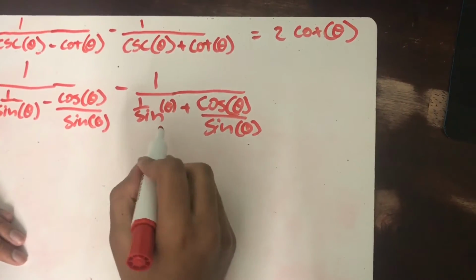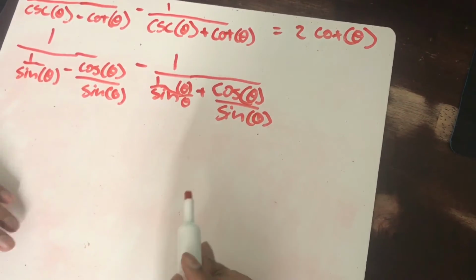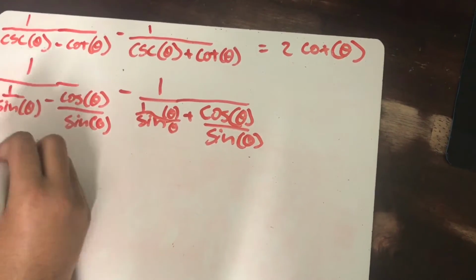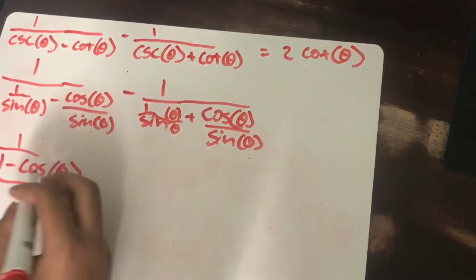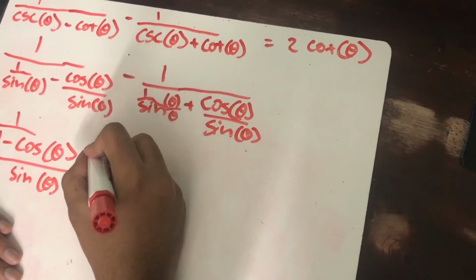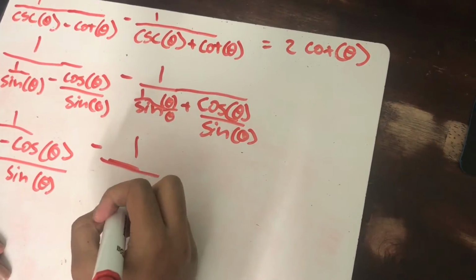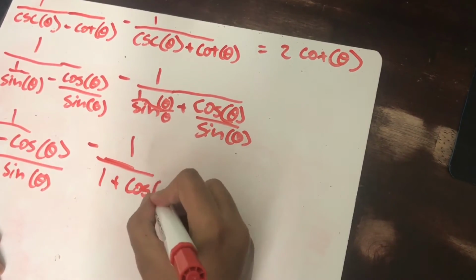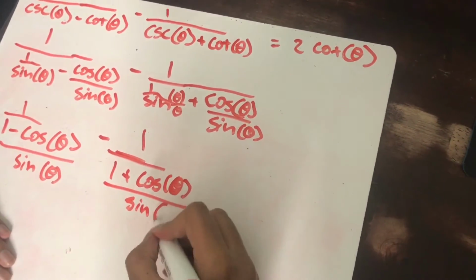Okay, now both of these have the same denominator, just sine of theta. Boom. So we can combine them together without any hassle. So it's going to be 1 minus cosine of theta over sine of theta. And it's going to be the same case for over here, except this negative sign is going to be positive over here. So 1 plus cosine of theta over sine of theta.